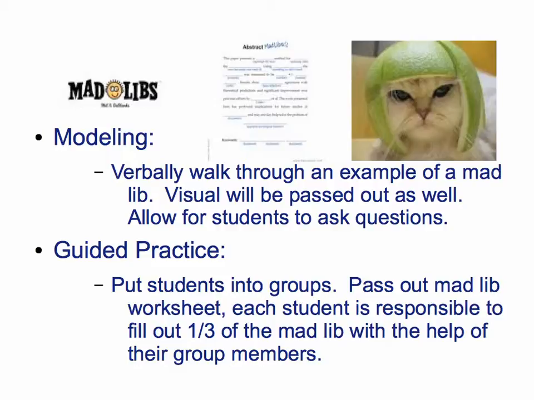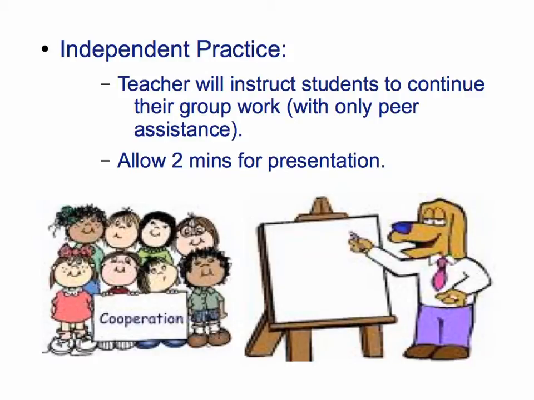The guided practice was I put the students into groups by which students I knew could work with each other. I passed out a Mad Lib, a different one for each group, and then I showed them exactly what area they're responsible for filling out, which was 2 groups of 3, so I had 6 students. And they were to use the help of their group members as well as myself. Independent practice was for them to continue working on their Mad Lib, but using only peer assistance. Also, I noted at the end that we need to allow 2 minutes for each group for the presentation.